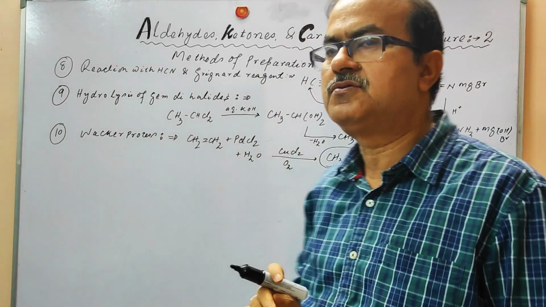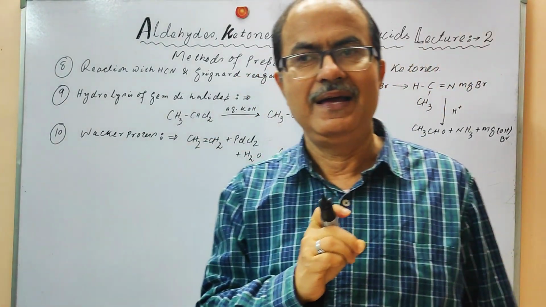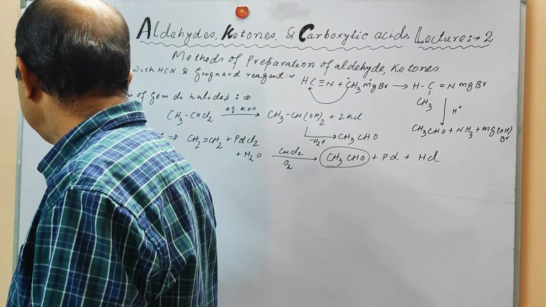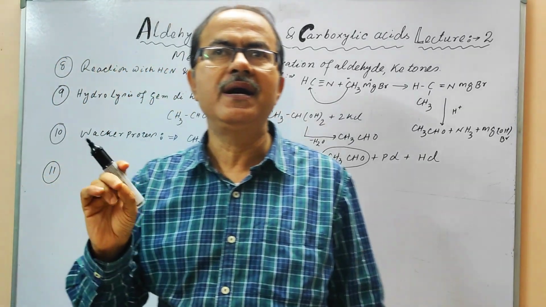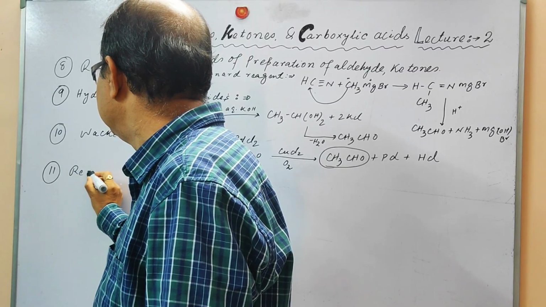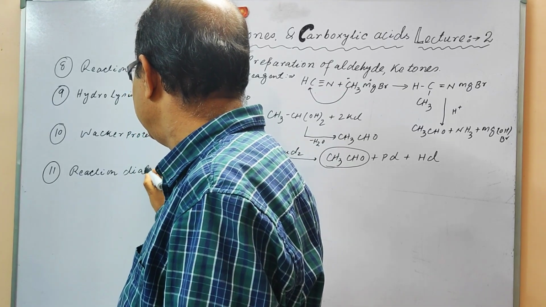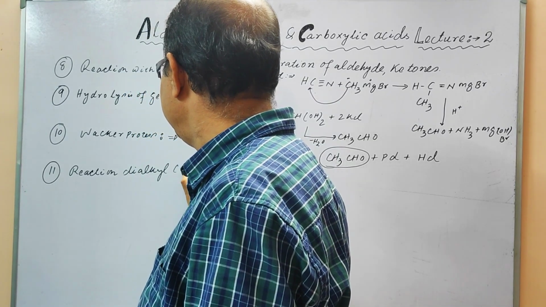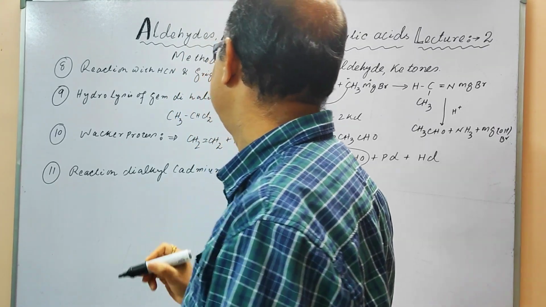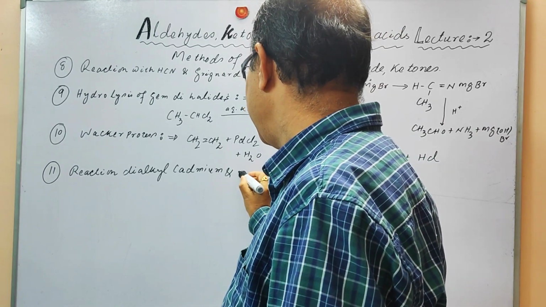So these are the 10 methods by which we can produce the aldehyde. Okay. Now we are going to discuss the ketones. How we can produce the ketones. Ketones, number one, the reaction with dialkyl cadmium and acid chloride.